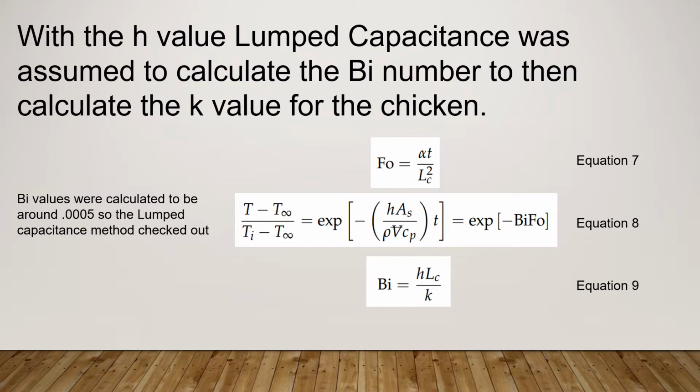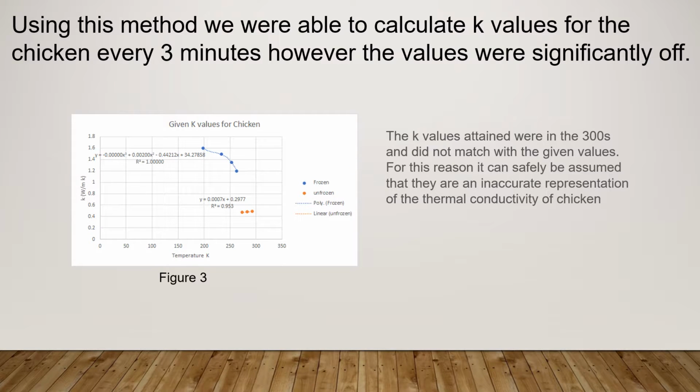Also, lumped capacitance was a valid assumption for this, given the fact that the Biot value was calculated to be around 0.0005. Using this method, we were able to calculate K values for the chicken every 3 minutes.